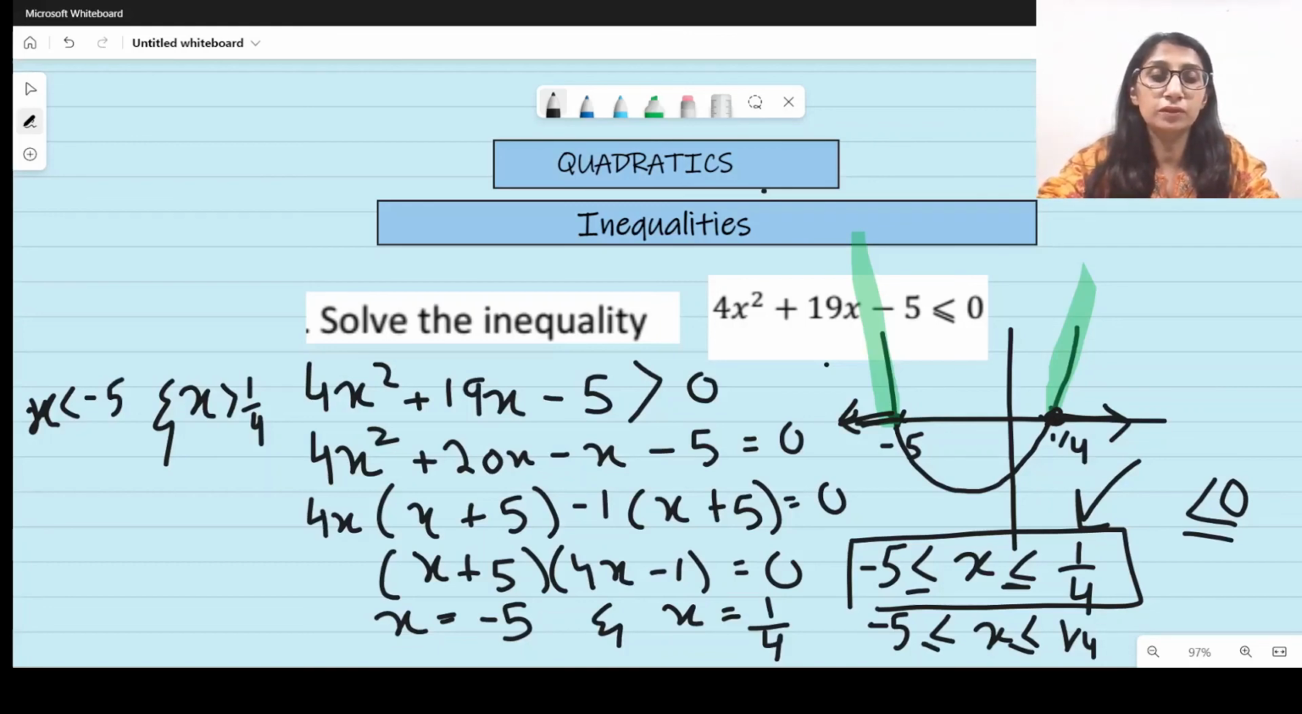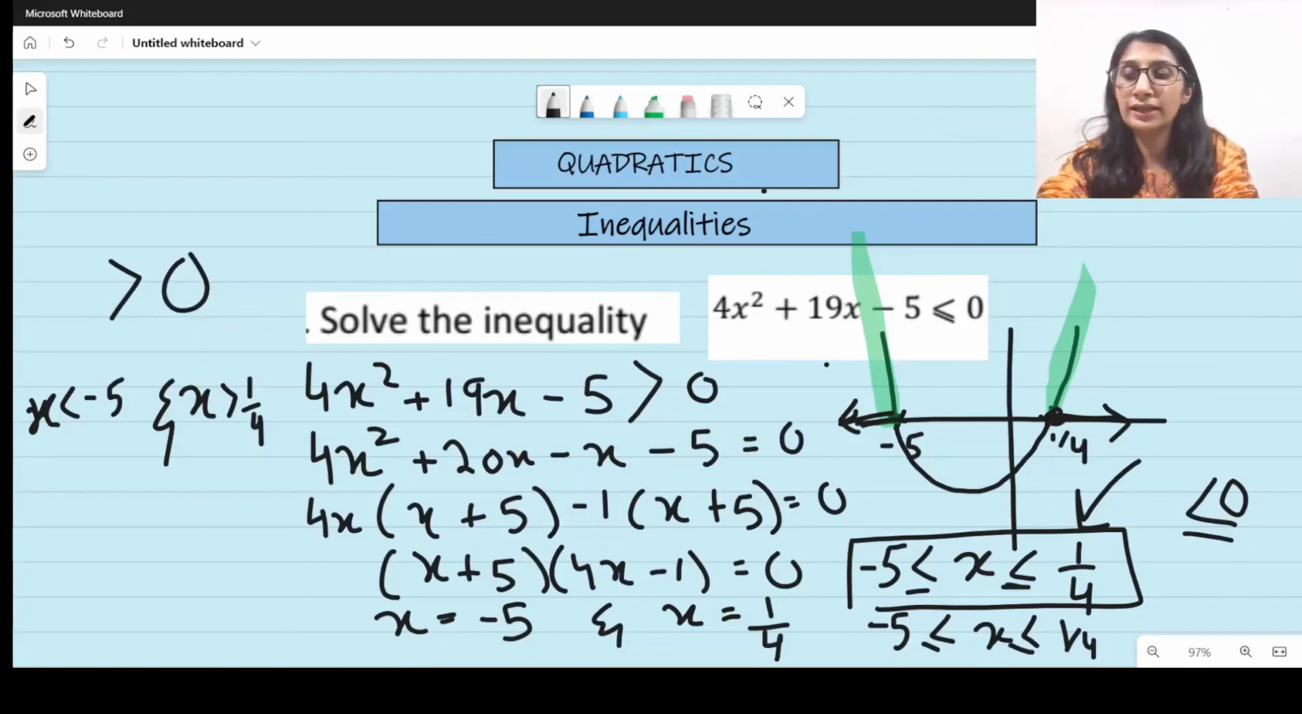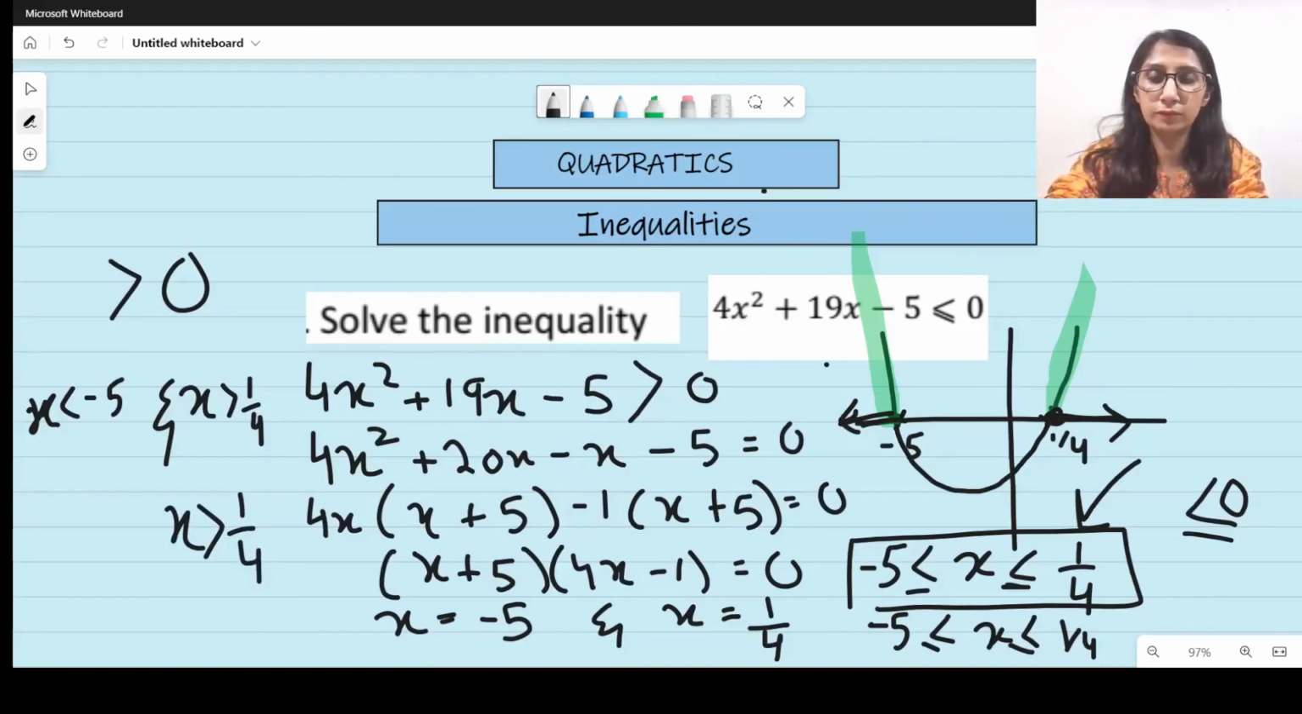And if the inequality is greater than 0, then what you do is you write x is greater than whatever is the bigger of the two roots, and x is less than whatever is the smaller value of the two roots. So that's how you solve a quadratic inequality.